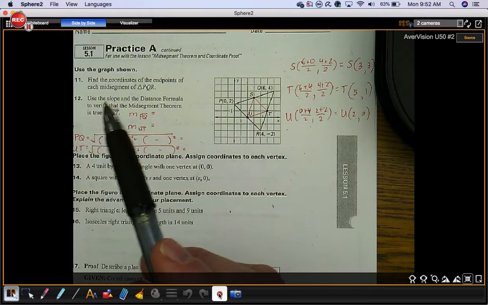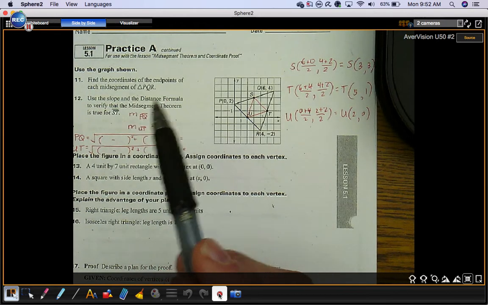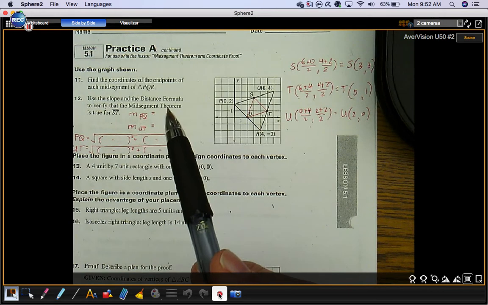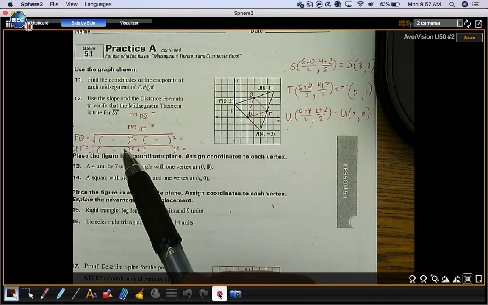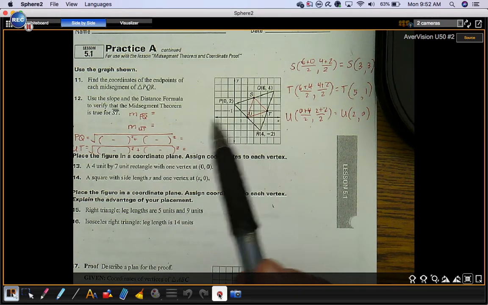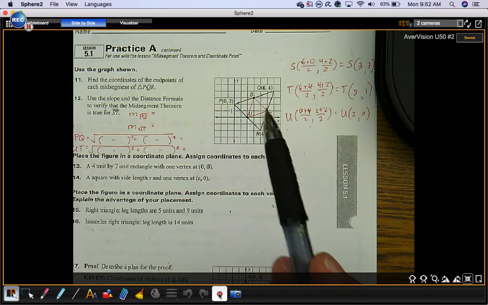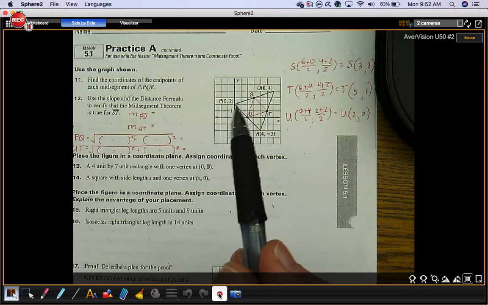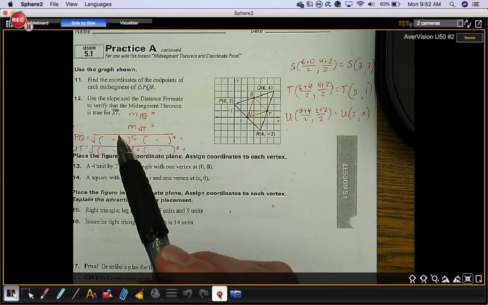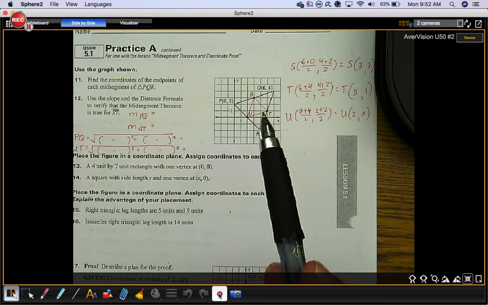Number 12, use slope and distance formula to verify that the mid-segment theorem is true for segment ST. Dang it, and I wrote it out for the other one. Okay, well this will work. I'll show you how to do it for a different mid-segment. You can do it for segment ST. So don't copy this down like this is the answer. You need to do it for segment ST. I'm doing it for segment UT, I think.